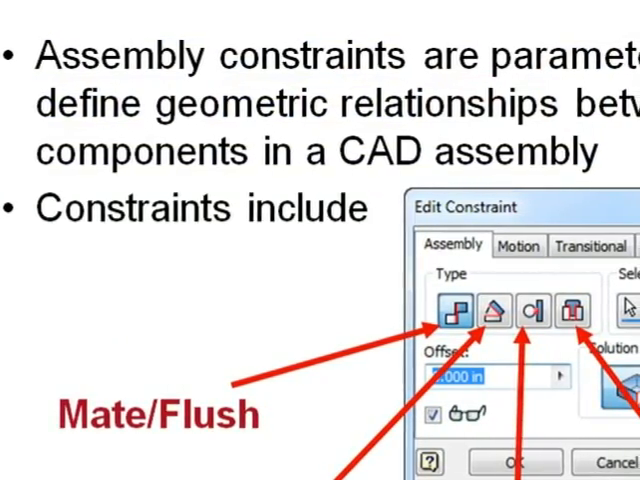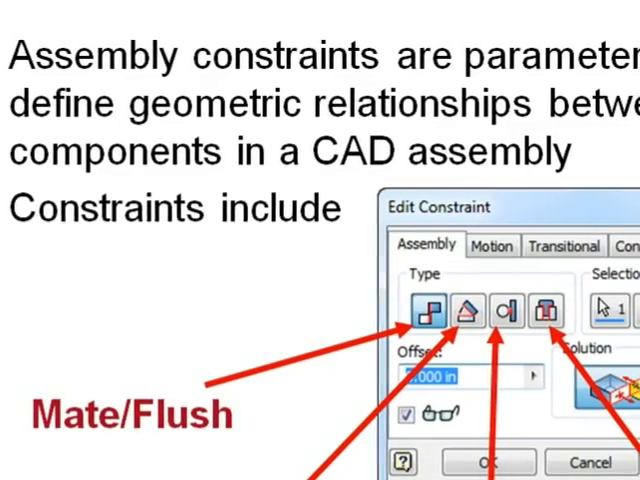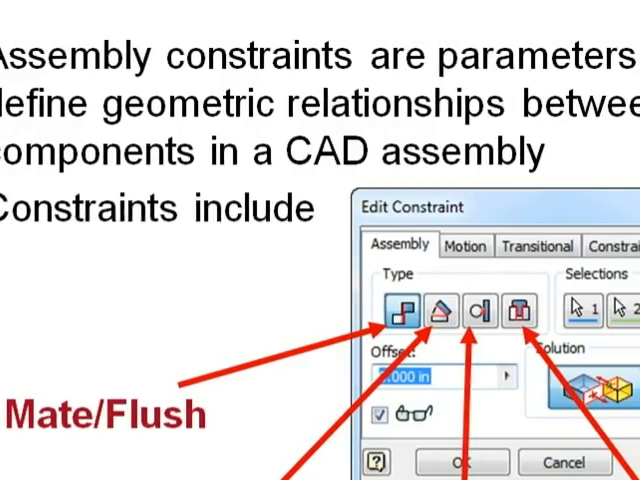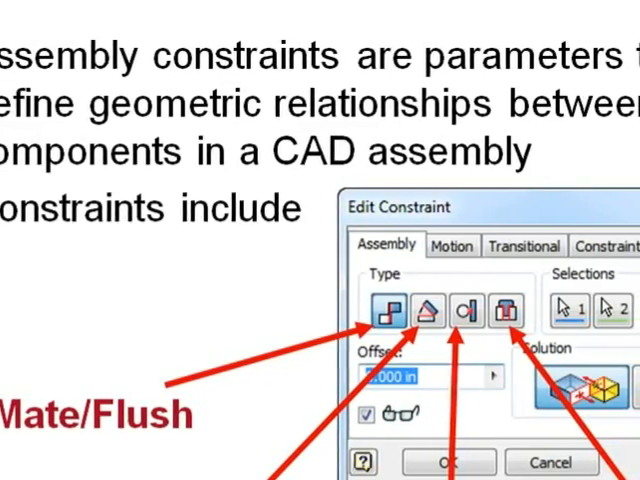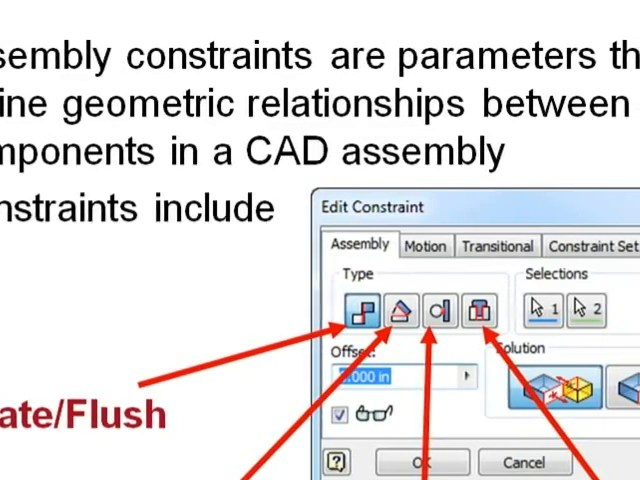Assembly constraints allow geometric objects to attach to another geometric object. There are 5 different assembly constraints: mate, flush, angle, tangent, and insert. The mate flush constraint constrains 2 faces, edges, points, or axes together.